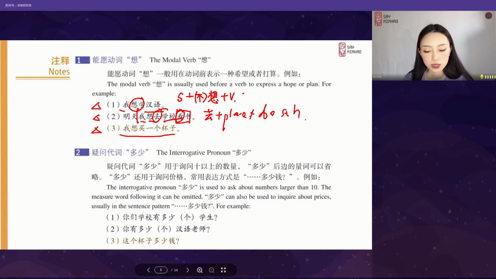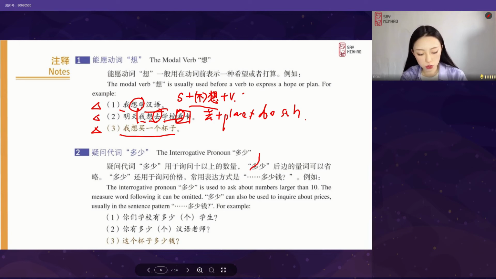I don't want to eat Chinese food. I don't want to eat Chinese dish. Then it is 我 plus this 不想, right? I don't want to eat, so 不想. 我不想吃中国菜. I don't want to eat Chinese dish. Okay, this is the modal verb 想.